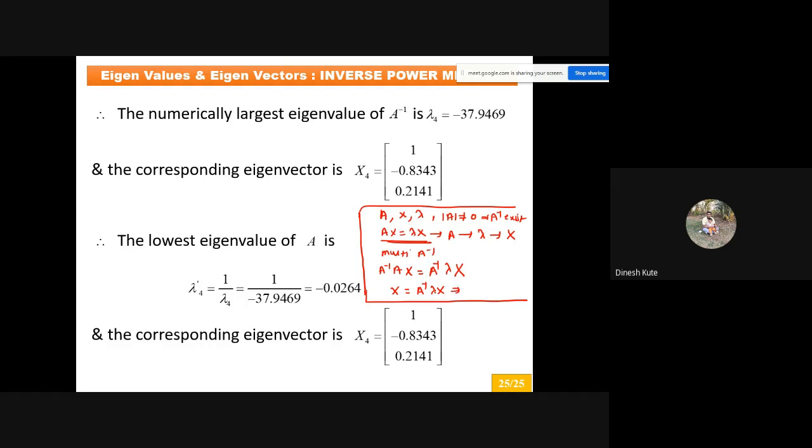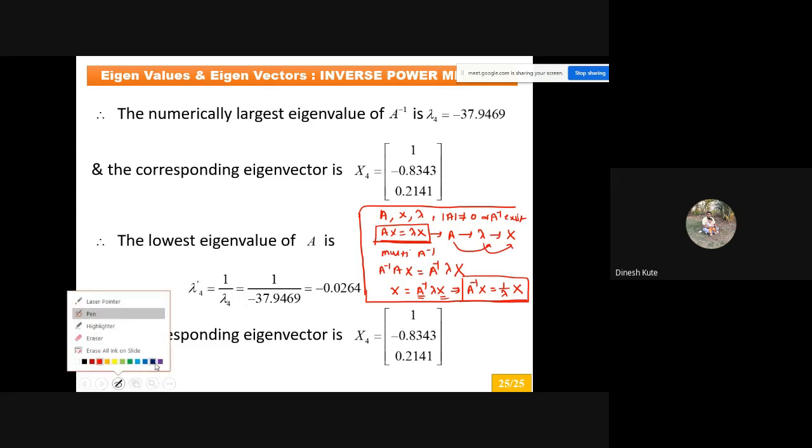That implies I can shift this lambda to the LHS. So I will write A inverse x is equal to, now that I shifted lambda to the other side, 1 by lambda into x. You can compare this equation with the earlier one. As I already told you, that expression tells you matrix A has eigenvalue lambda and eigenvector x. So this expression tells you that A inverse has eigenvalue 1 by lambda and eigenvector x.